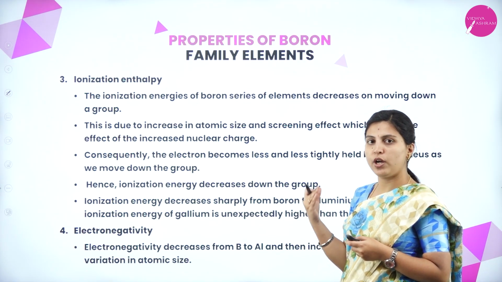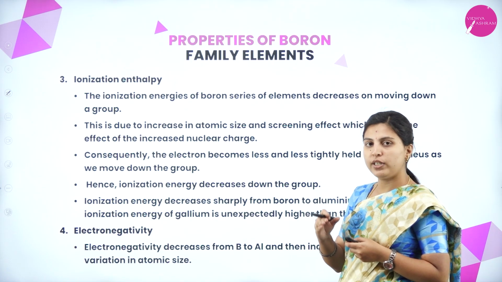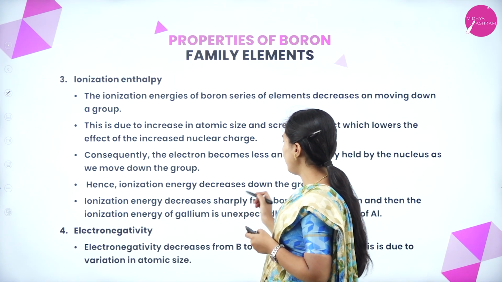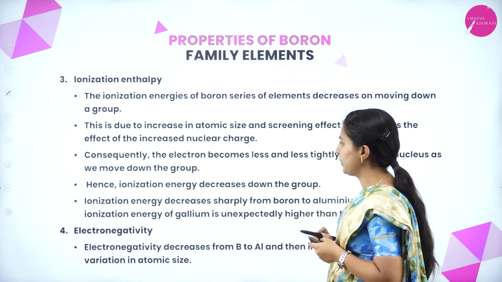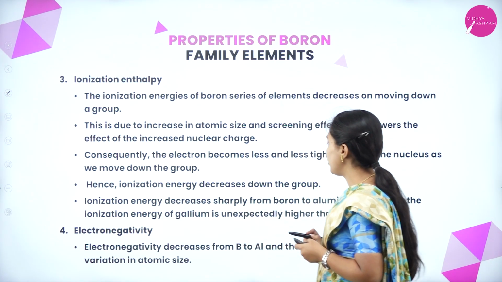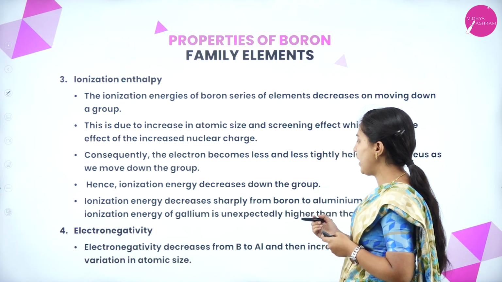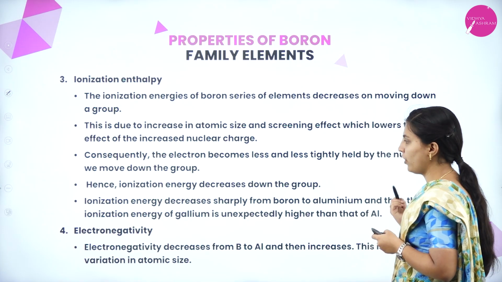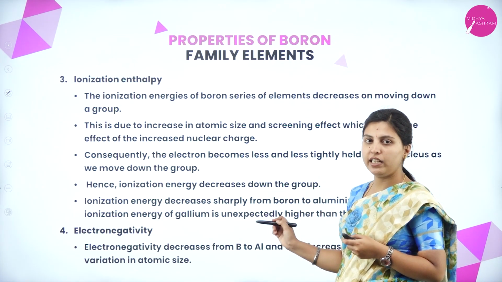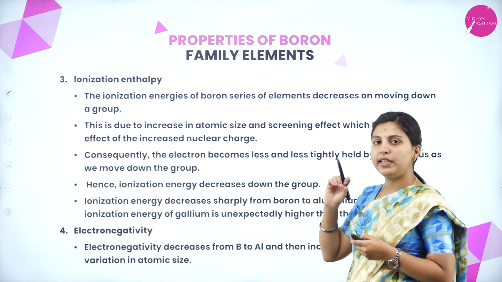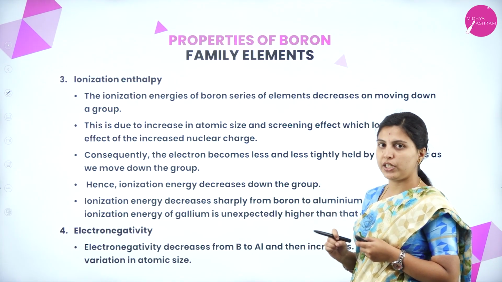New shells will keep on adding. So the influence between the nucleus and the outer electron will be less. Hence, ionization energy decreases down the group. Ionization energy decreases sharply from boron to aluminium, and then the ionization energy of gallium is unexpectedly higher than that of aluminium. Again, you have to know that this trend is because of the inner core electronic configuration.